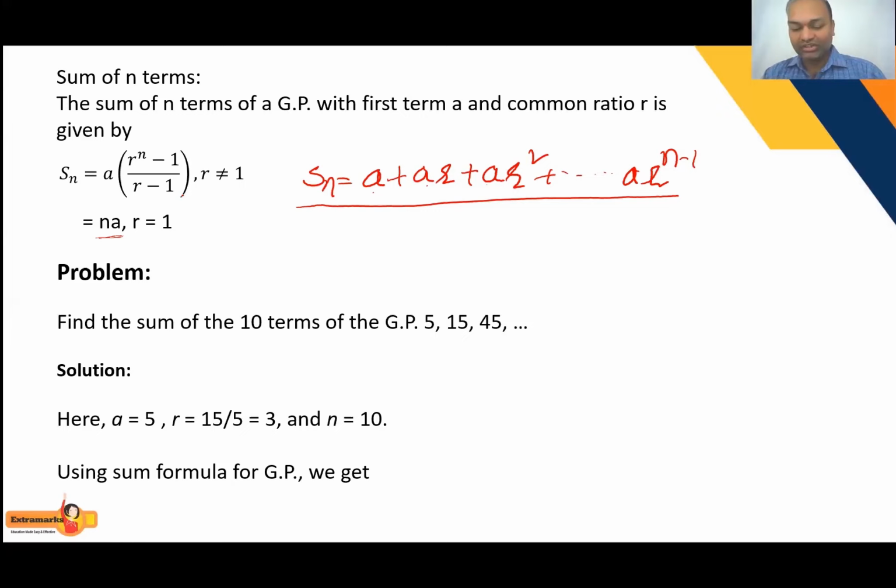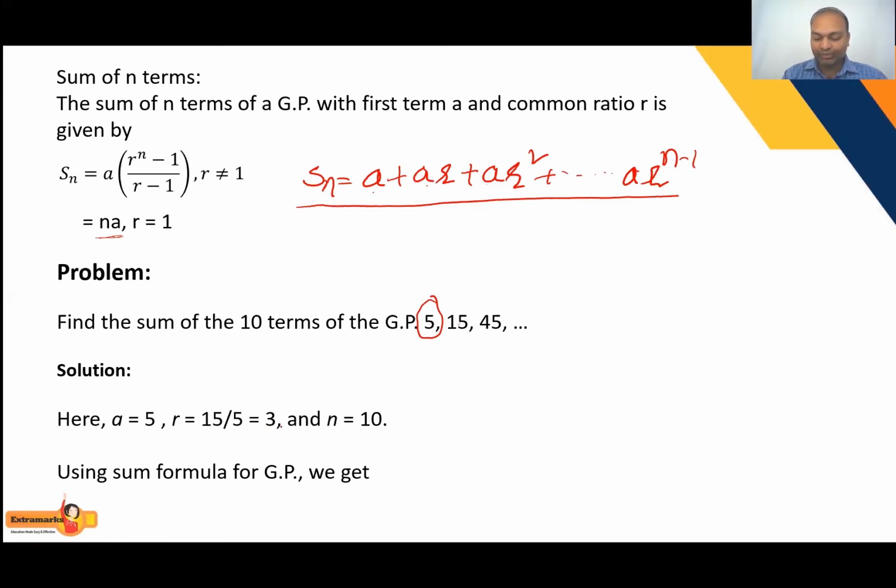Let us come to one example. Find the sum of 10 terms of the GP 5, 15, 45, and so on, right? For the sum of n terms in a GP, first you check. Here the first term is 5. Next, to find the common ratio, how to find it? Second term by first term, 15 by 5. The answer is 3.